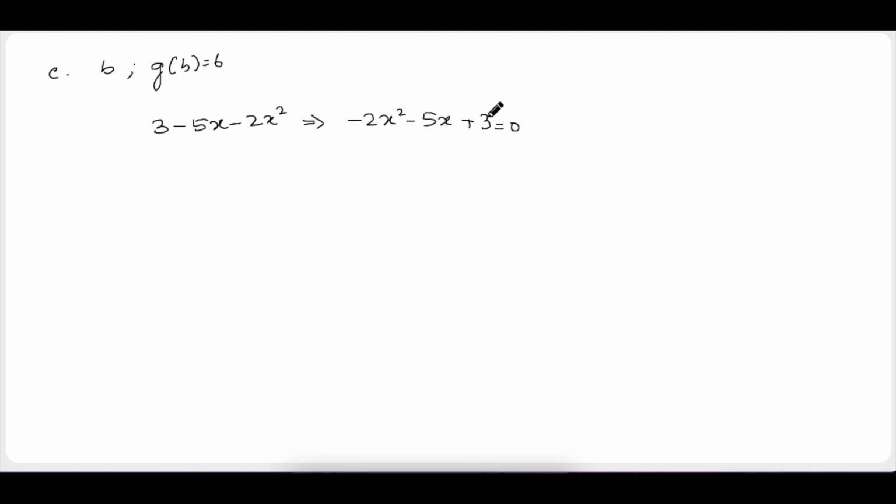Assume it equals 0. So the roots of the quadratic equation are x equals minus b plus or minus the root of b squared minus 4ac, all over 2a, with b being minus 5, so minus 5 the whole squared minus 4 times a and c.